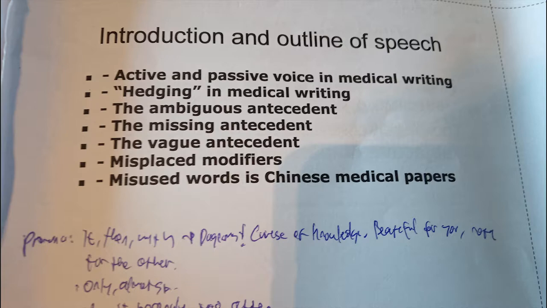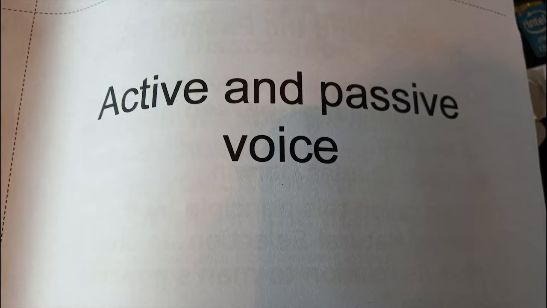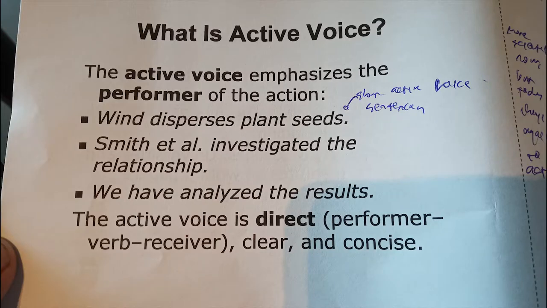Let me start with the active and passive voice. What is the active voice? The active voice is a sentence where the subject of the sentence is doing the action. Look at my example. Wind, subject, disperses plant seeds. We have the wind doing the action, dispersing the plant seeds. This is a short, active voice sentence.